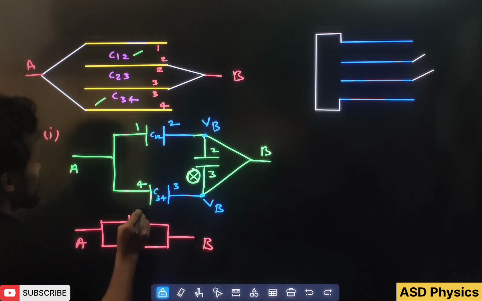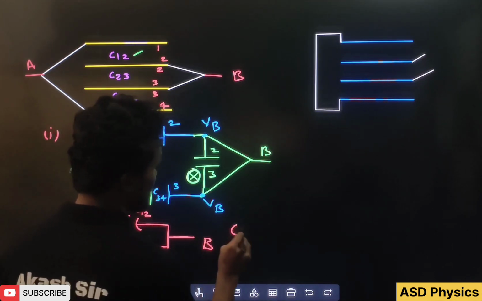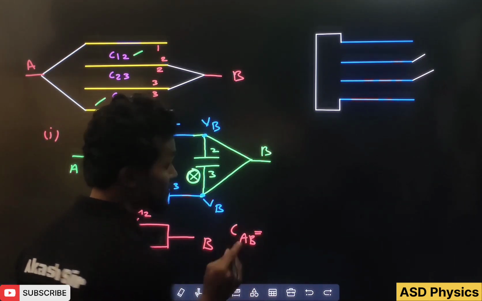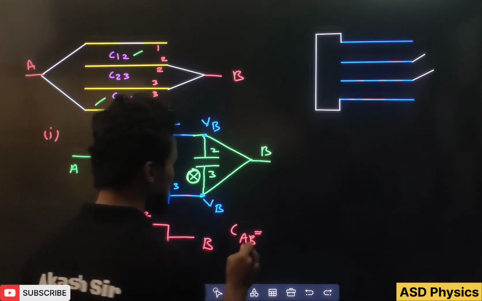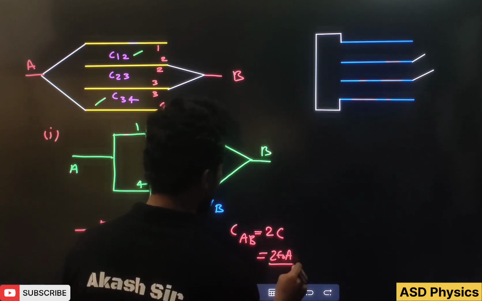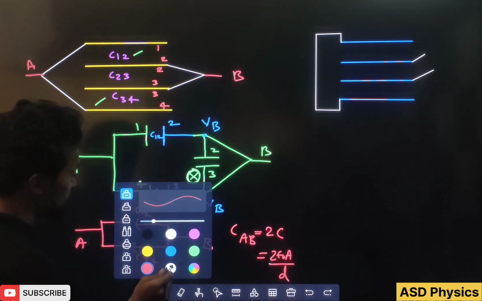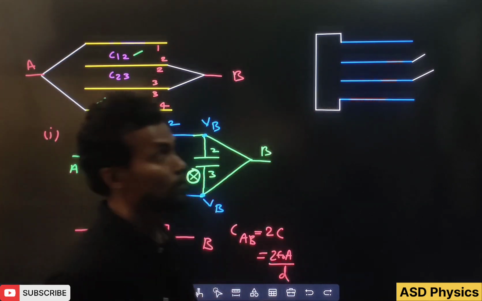What is the name of the capacitors? This one is C12 and this is C34. Both of them are connected in parallel, and they are identical also. So C plus C, 2C. And we can write here 2 epsilon naught A by D, is it? So here you can see very well how we have got this. Now we'll come to this one.